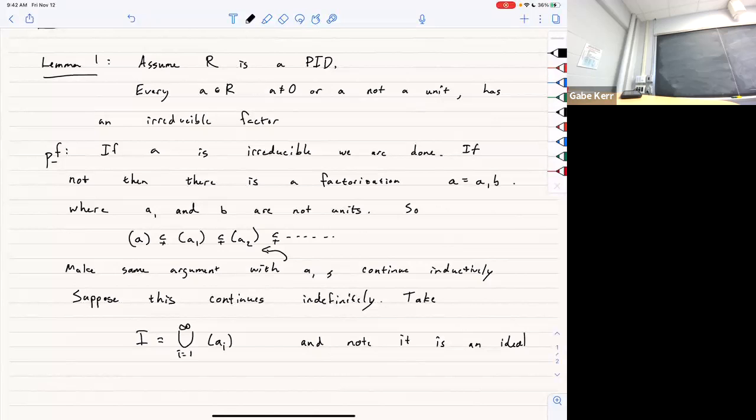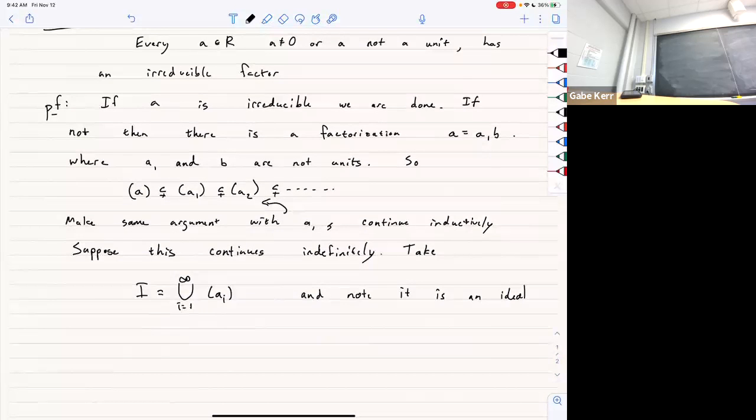But now, being an ideal in R, we know that this is a principal ideal domain. That means that it must be generated by some single element. Call it C.